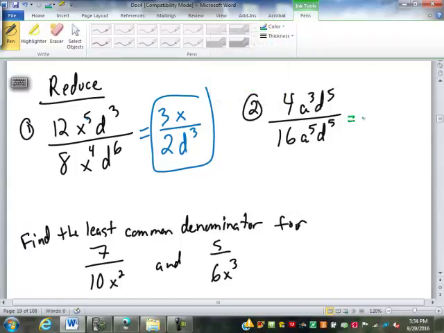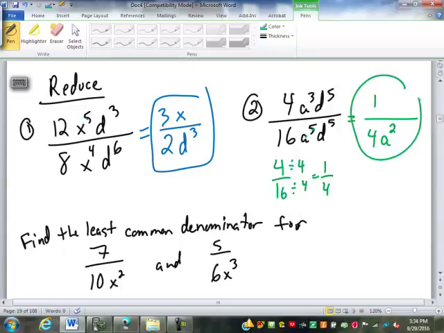Okay, the other one. 4 over 16, that's going to reduce to what? 1/4. Both divided by 4, 1/4. So 1 on top, 4 on bottom. What happens with the a? Goes to the bottom, and what power? The 2. The larger power of a was the 5 on bottom, so it goes on bottom. 5 minus 3 is 2, so a to the 2. What happens with the d? Cancels out. d to the 5th divided by d to the 5th cancels out. It's 1. So it doesn't have to go on there. So 1 over 4a squared.